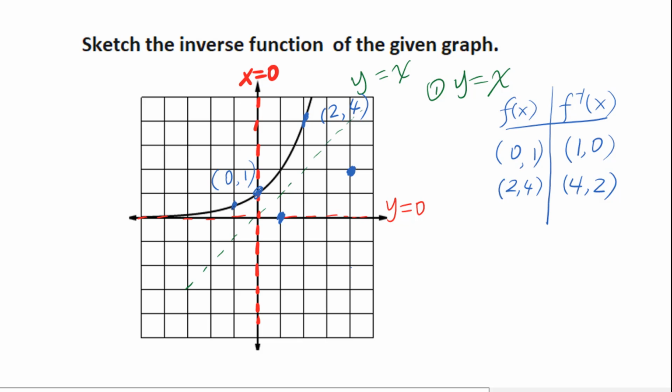Then for this point, we will draw the perpendicular line over y equals x, at the same distance. This is a perpendicular line, and the same distance is here. Then we connect these 3 points. Remember, for the inverse function, we have a vertical asymptote line. So do not cross this vertical asymptote line. The graph will be like this.